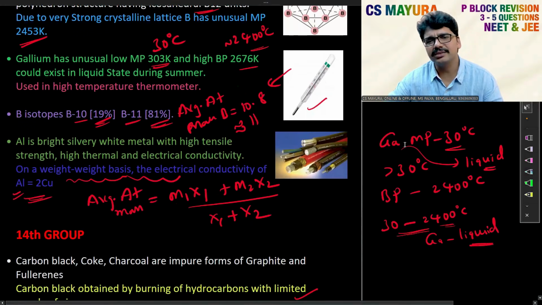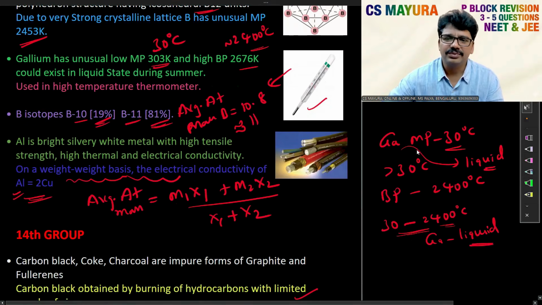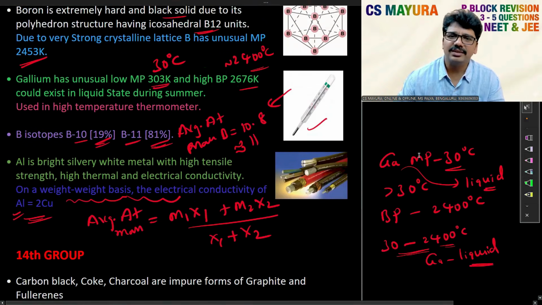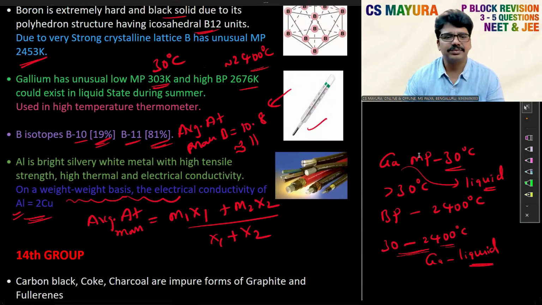Gallium is called a summer liquid and it is used in high temperature thermometers. So why is it called a summer liquid? Gallium's melting point is 30 degrees Celsius, which is just above room temperature.